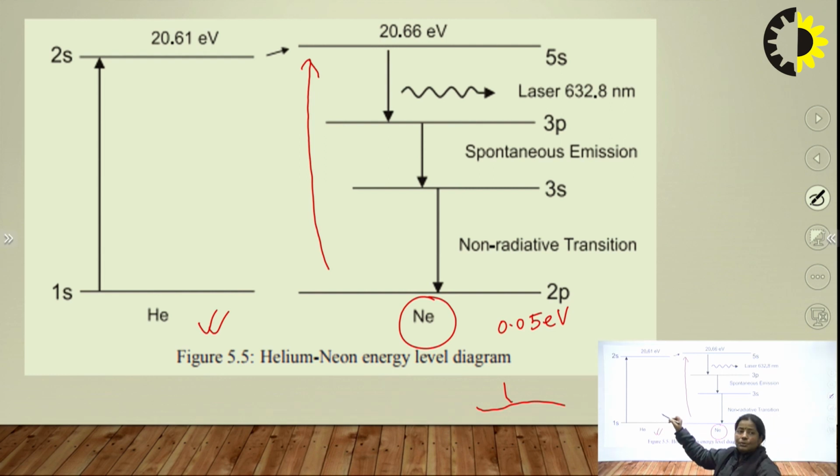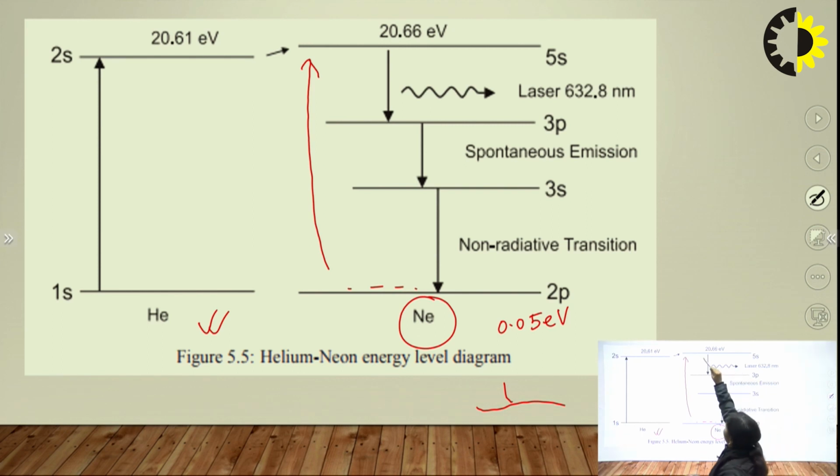Now, what does it do? When it moves to the higher energy level, it interacts with the neon atoms which are present in the ground state, and it increases their energy and sends those atoms to the higher energy state. So, what happens in this process?